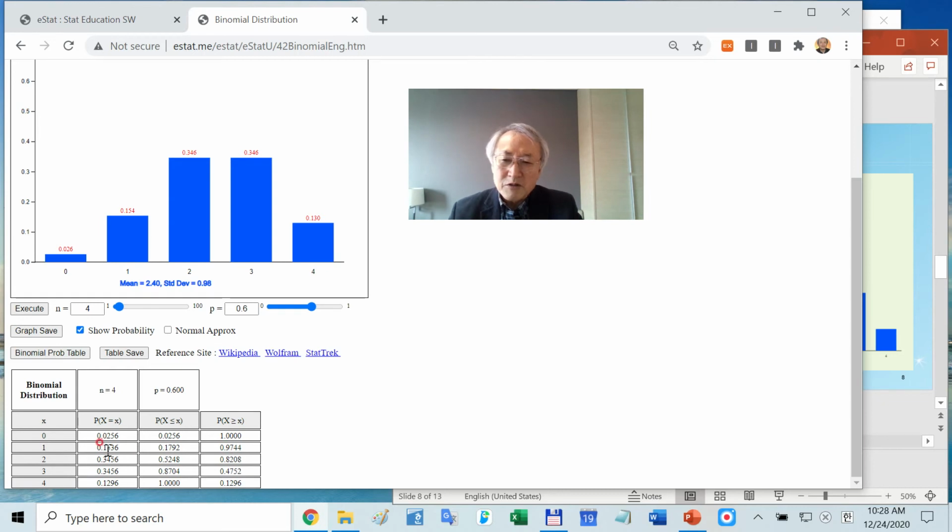Here's the exact probability. You might be curious about why we studied cumulative distribution. This is it. Sometimes we need to calculate probability. Well, this is cumulative probability. From 0 is the same thing. 1 is the addition of these 2. This is the addition of 3, and so on.